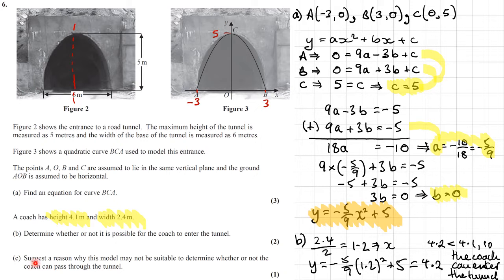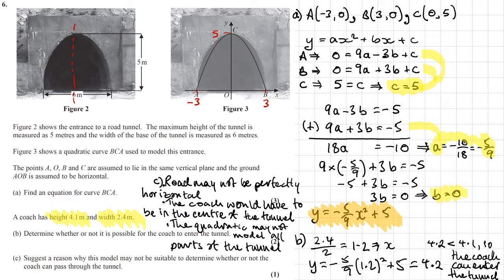And part C, suggest a reason why this model may not be suitable to determine whether or not the coach can pass through the tunnel. Okay, I've given a few reasons here, so you just need to pick one of these because it's one mark. So I put here that the road may not be perfectly horizontal. What you normally find with roads is that they're actually slightly higher in the middle than they are at the edges to allow rainwater to run off. That's called a camber when you have that type of thing in a road. So it's more likely that the road is going to sort of come up slightly in the middle.